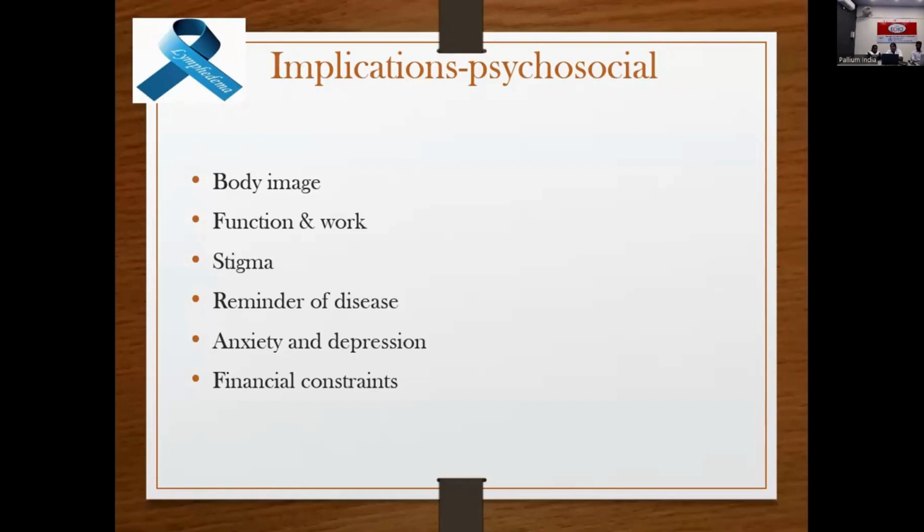And anxiety and depression due to the social stigma and body image disturbance and difficulty to do the function or work. That is the anxiety. It will lead to the depression state. And financial constraints. During the management of lymphedema, there are huge financial constraints because of buying bandages and sleeves and all. It will lead to financial constraint for the patient and family.